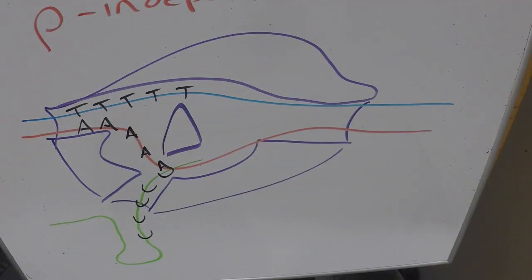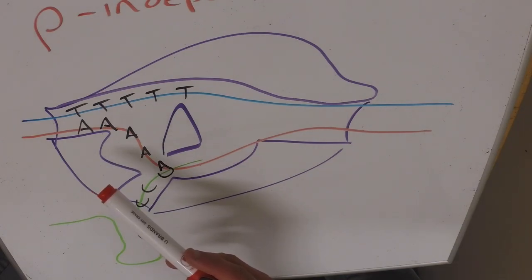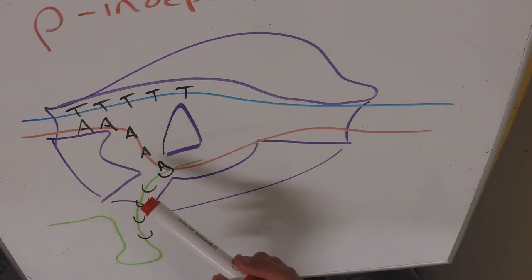So first let's talk about rho independent termination. There's a couple distinguished features. It produces an RNA transcript with a self-complementary sequence, and it leads to the formation of a hairpin structure. That's the first feature. So we have our U's right here, the uracil, that will end up complementing itself and creating this hairpin-like feature. And this is because of a highly conserved string of adenine residues in the template strand.